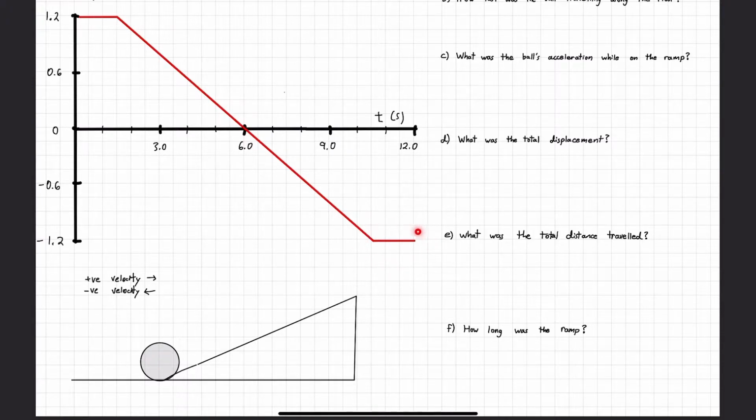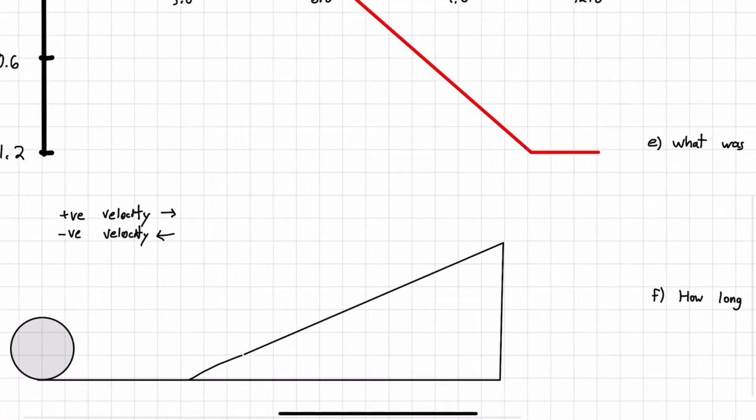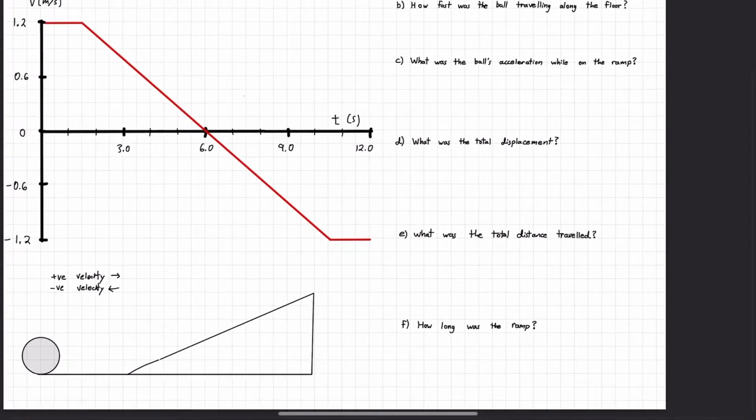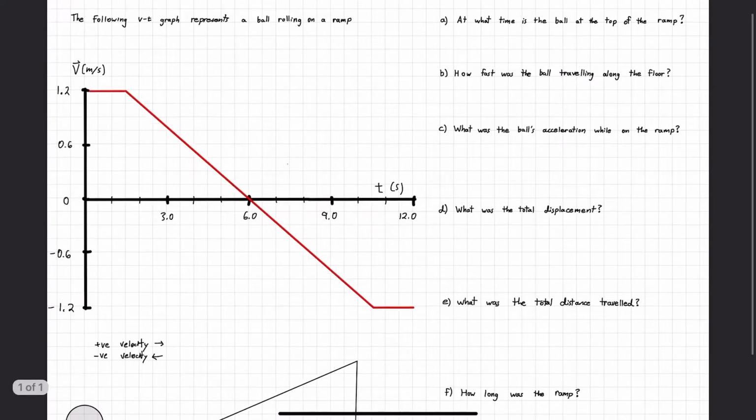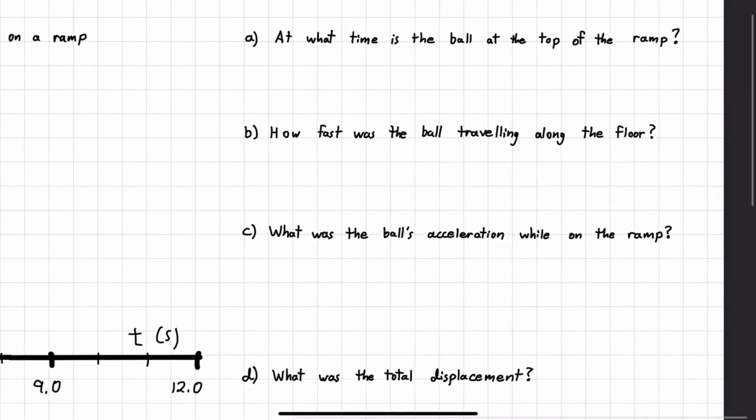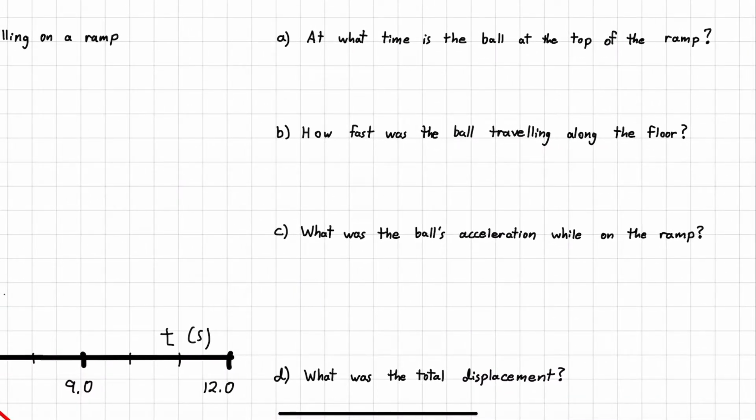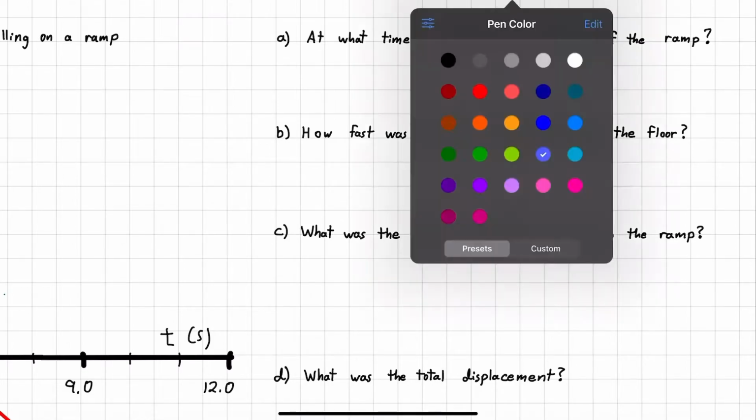we then have a constant speed of negative 0.2 meters per second. So it stops accelerating, but it just has a constant speed. And then our observations stop after 12 seconds. We don't know what happens to the ball after that, and we don't care. So now that we have an idea of generally what's happening, we can start answering some questions. So at what time is the ball at the top of the ramp?